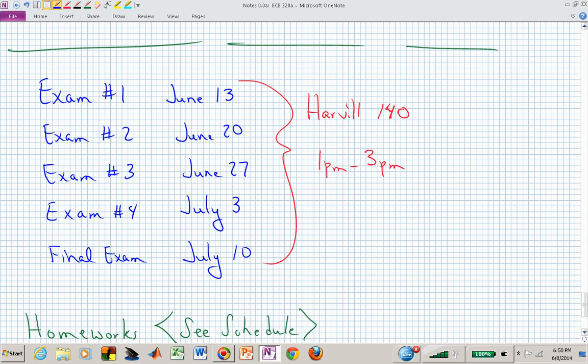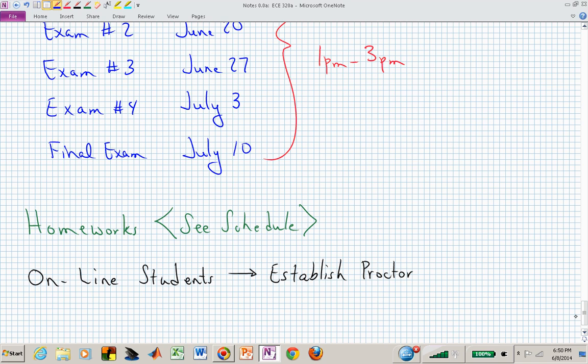The exams, again, we have 4 midterm exams. The first 3 are on Fridays, the 4th one on a Thursday. The final exam is July 10th, our last day. For the homeworks, which are distributed throughout the exams, please look at the schedule. And if you are one of the online students, I need you to establish a proctor that will monitor your exams immediately upon starting this session so that we can get those in line for you to start following along quickly and not lose any time with taking the exam material.